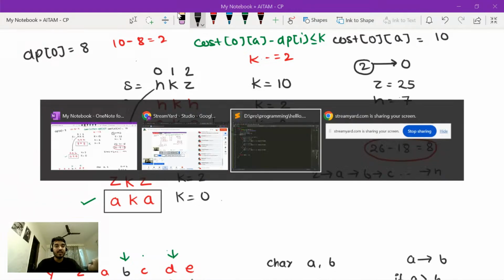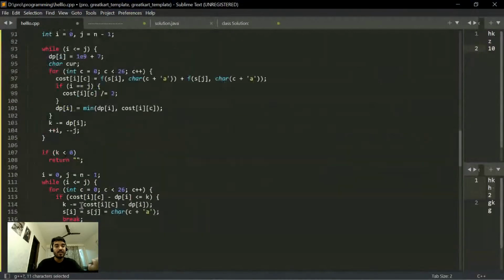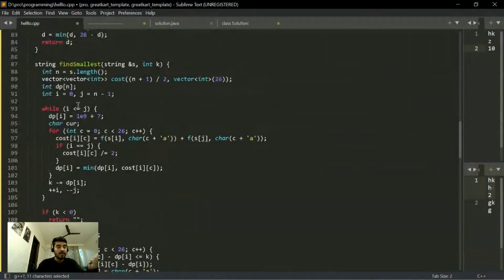So this is the complete approach. And if there is any doubt, then it must be clear after discussing this implementation. So here is my length of the string. Then this is my cost matrix of size (n plus 1) divided by 2 multiplied by 26. Then this is my dp array. Then iterate while I is less than or equals to j. Here I have initialized I with 0 and j with n minus 1. You can also use the idea I and n minus 1 minus I. Both are the same thing.